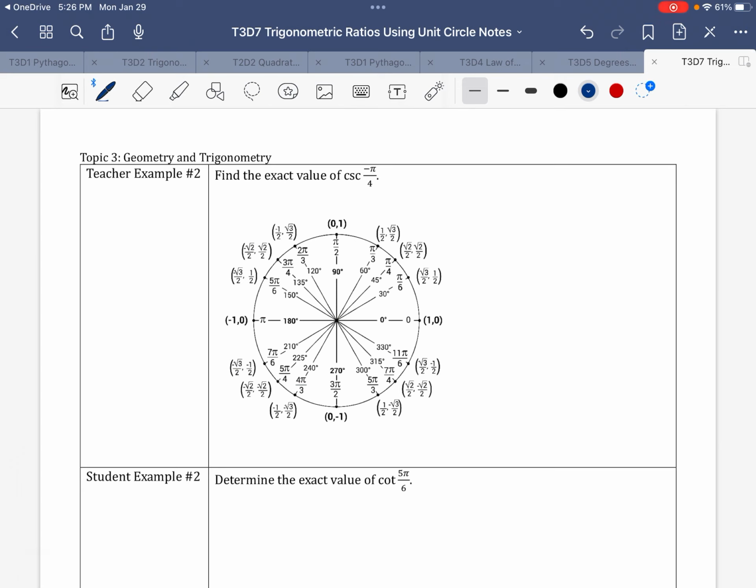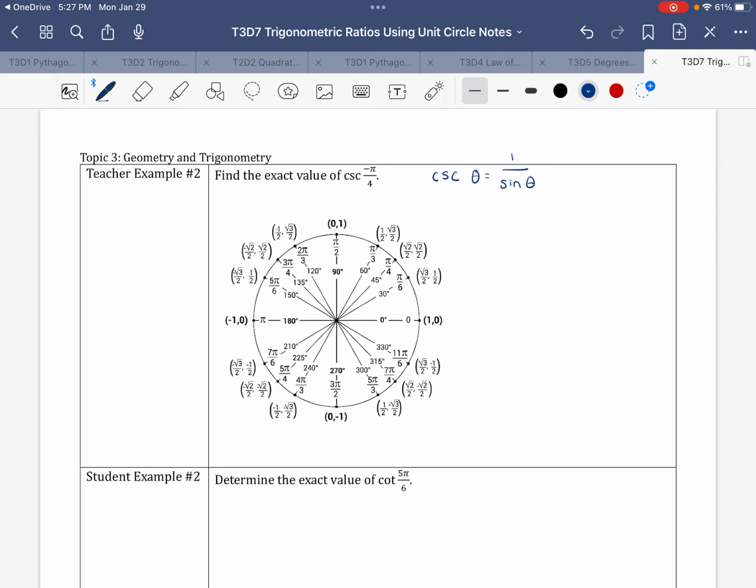Now, we're asked to find the exact value of cosecant of negative pi fourths. So there's two things that are fundamentally different about this teacher example from the first one. One, we're using a trig ratio that is new to us, cosecant, which means we need to first identify what it is the reciprocal of. So cosecant of theta is equal to 1 over sine of theta.